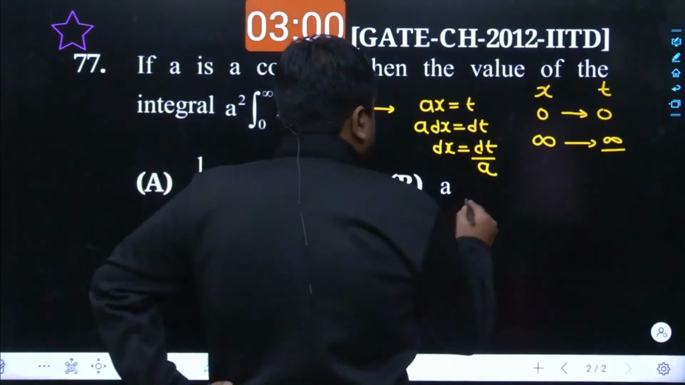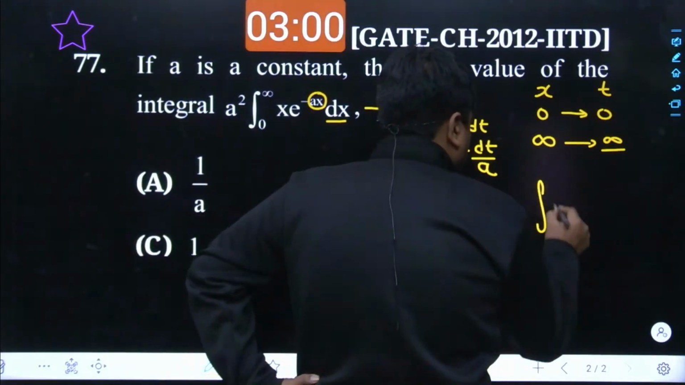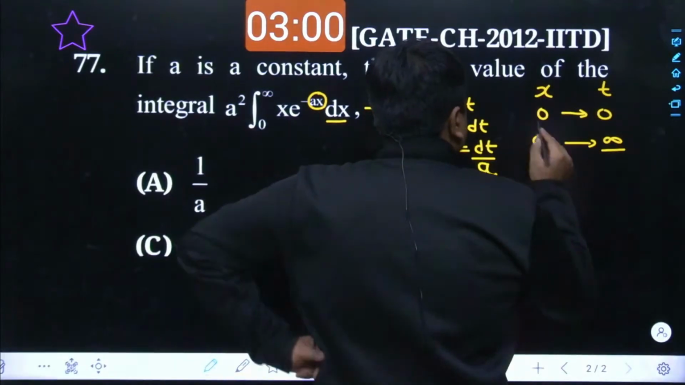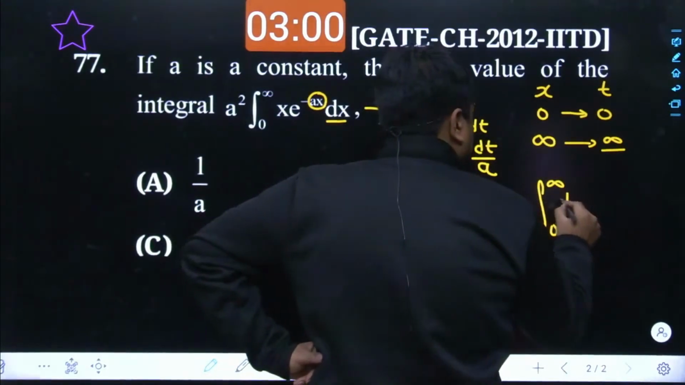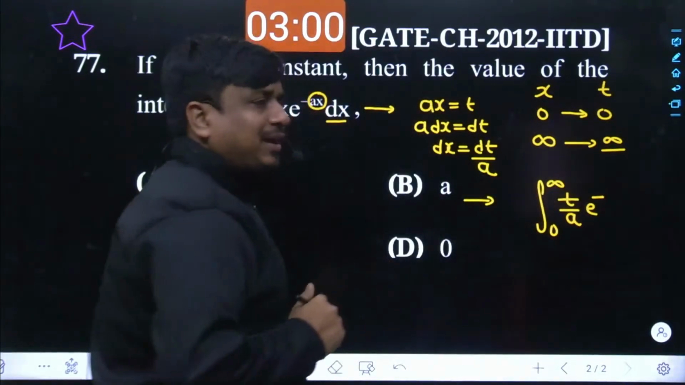Now what is happening? Just try to understand. I will take the next step. I will start feeding the data over here. So here comes 0 to infinity. x would be fed as t by a. Then goes e to the power of minus ax, ax is t.